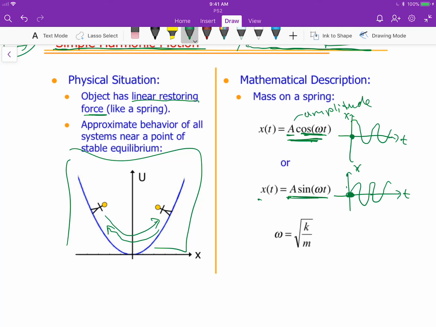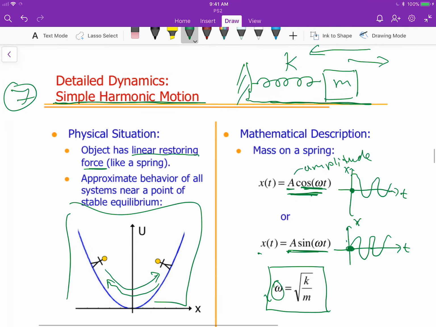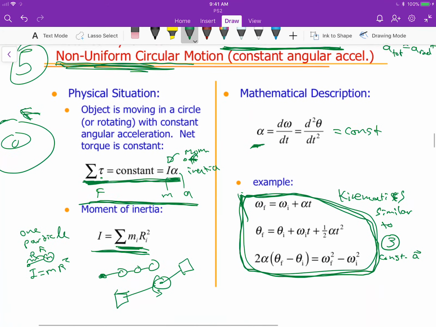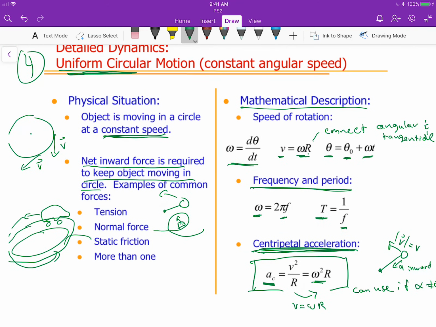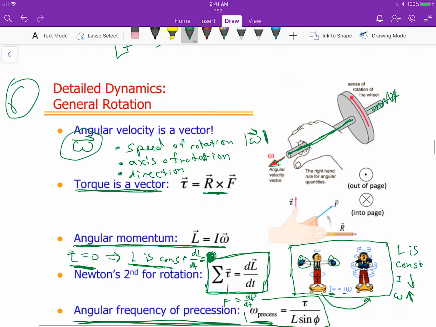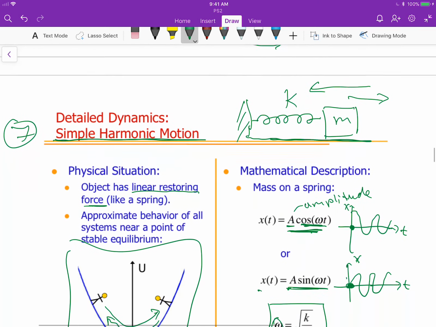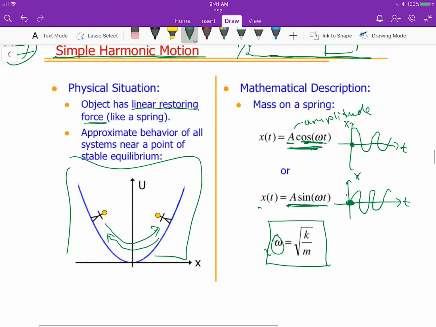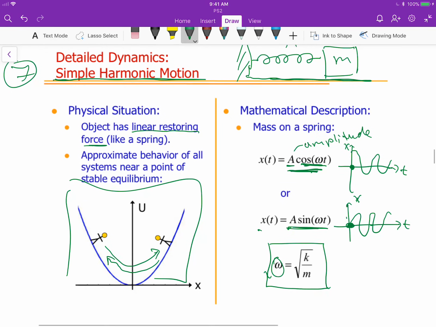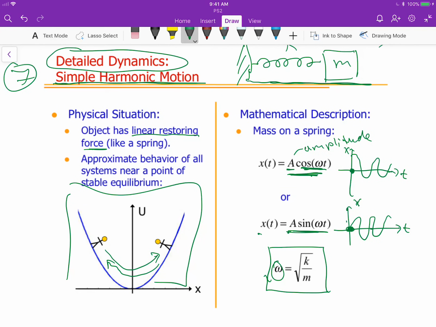And then if you know m and k, the spring constant and the mass, you can figure out how quickly it's oscillating, so you can figure out your omega, and earlier we had our equation that related omega to the period and the frequency, so you can relate all of those. Those are the 7 ways of where you have detailed dynamics, detailed dynamics being situations where you know what's happening at any given time to an object.